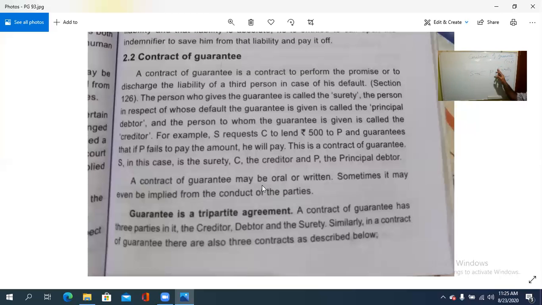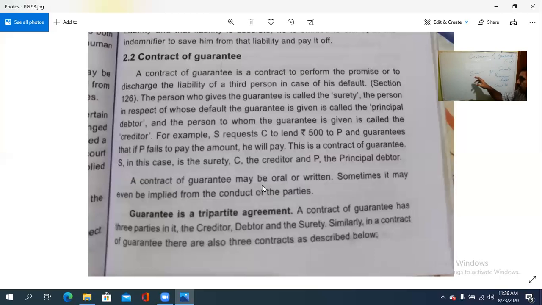While in a contract of guarantee, the surety is the person who gives the guarantee. In our example, S is the guarantor, so he is the surety. Then what is the guarantee there? Request to C to pay rupees 500 to P. P is to be given the money, so P is the principal debtor. In case P fails to pay the amount to C, then S will pay. So C is the creditor. In the end, who receives the money? C.